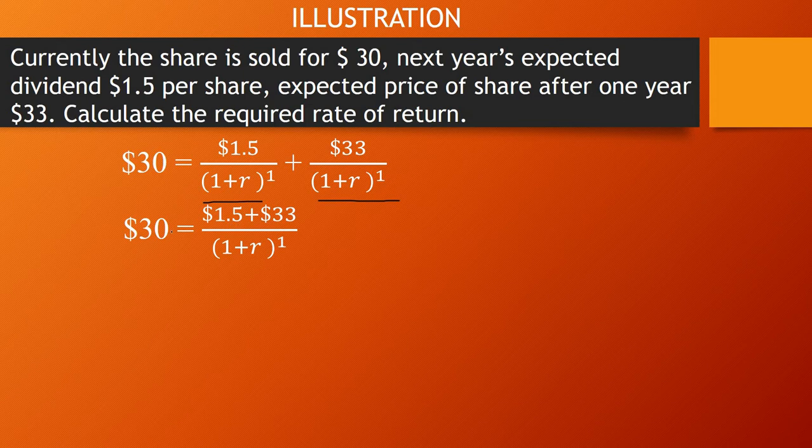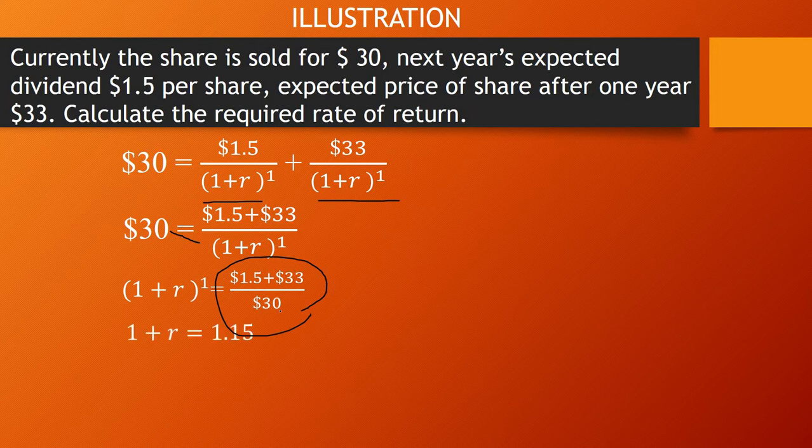Now what I have to do is cross multiply. I am going to put 1 plus r on the left hand side and $30 in the denominator of the right hand side. So I can write it like this: 1 plus r equals $1.5 plus 33 upon 30. Now if I solve this part, it will be 34.5 divided by 30, and if you solve it, you will get 1.15. You will observe that I have not written the dollar sign because the dollar signs cancel. So I get 1 plus r equals 1.15.